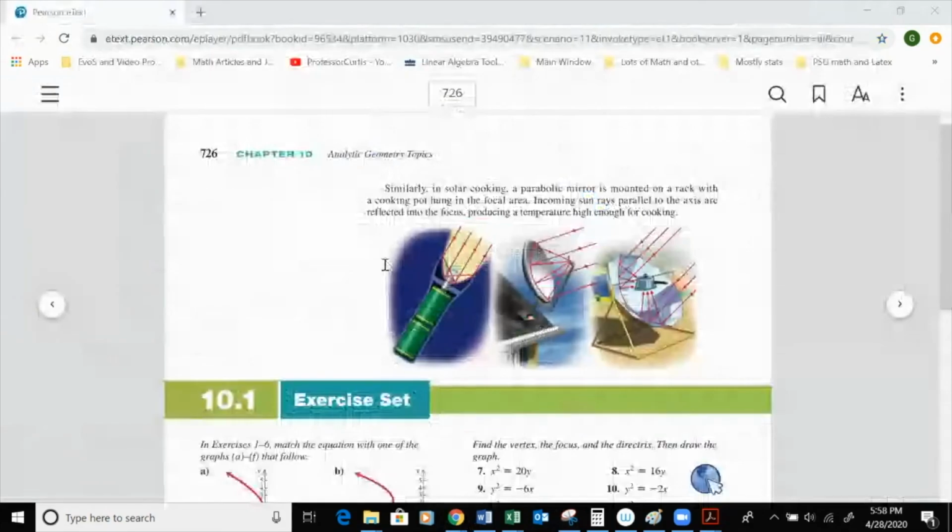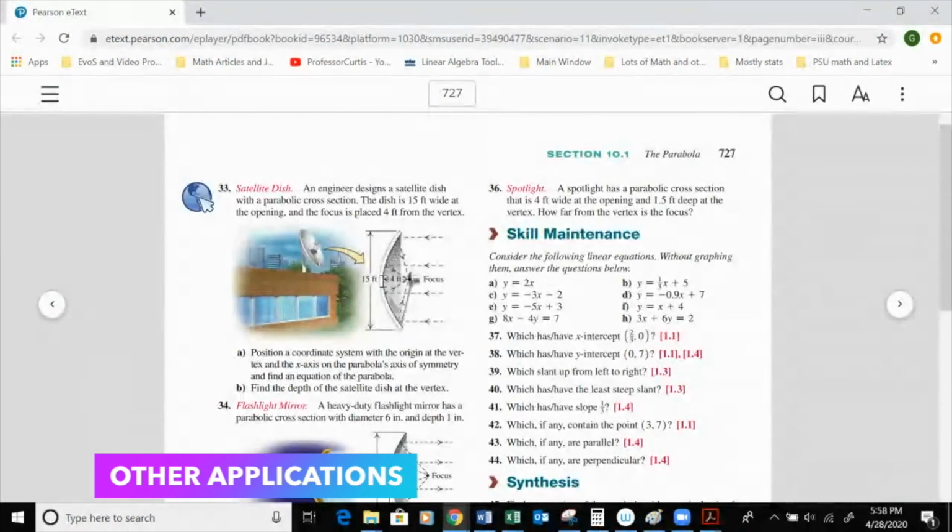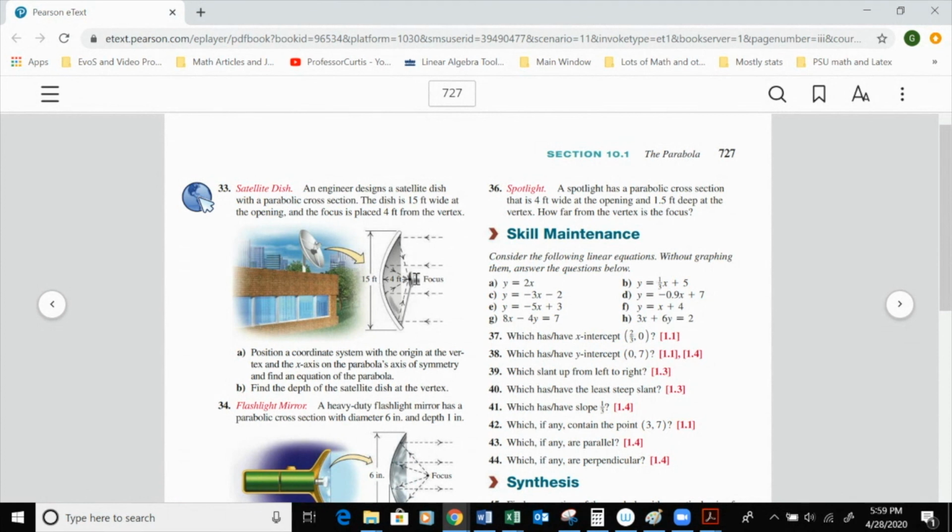Let's look, if I can find it, at the sorts of problems you will get. Something like 33 or 34, they give you this drawing, and they tell you there's a dish that's 15 feet wide at the opening, and the focus is 4 feet from the vertex. The best way to do this is to draw a little sketch. You'll see this is here, and there has to be a line here, and this is 4 feet away, so you can go the other direction. Then you can figure out how deep this is by looking at the thing that's 15 feet wide.